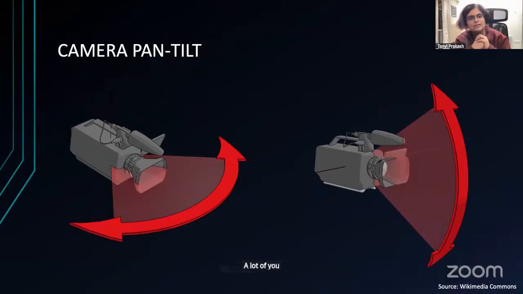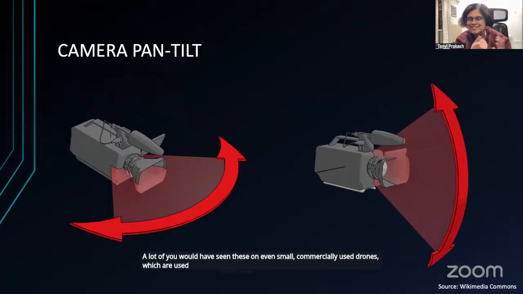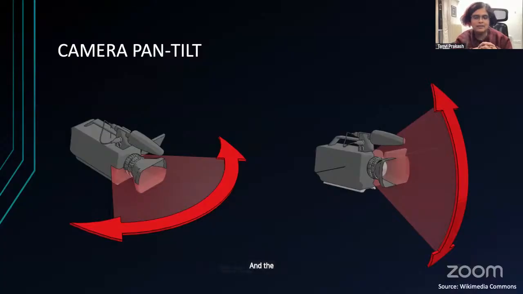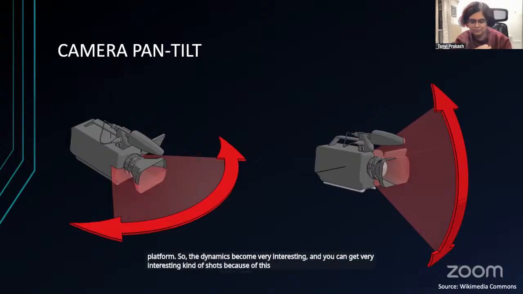A lot of you would have seen these on even small commercially used drones, which are used for shooting in weddings, etc. these days. So they have these features. And the advantage of having a camera on a UAV is that the UAV itself is also a pan tilt platform. So the dynamics become very interesting, and you can get very interesting kind of shots because of this.